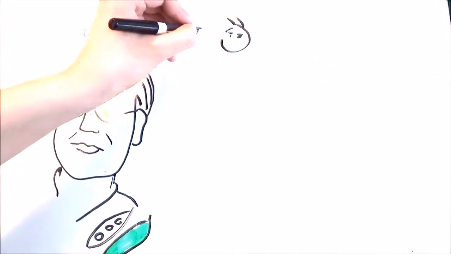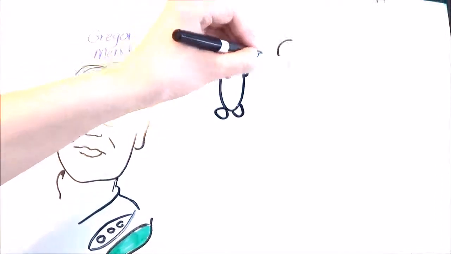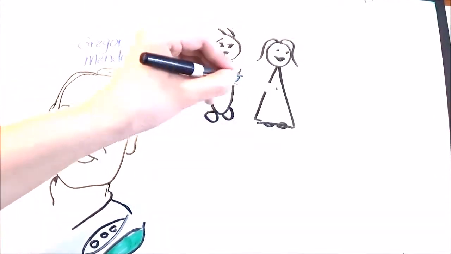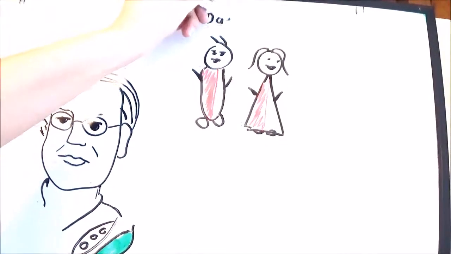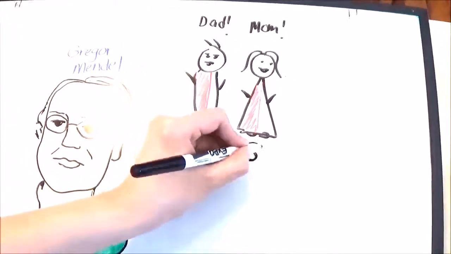Mendel crossed homozygous and heterozygous pea plants and showed how the phenotypic ratios of offspring depend on the genotypes of the parent pea plants. Like peas, the genetic makeup of offspring is dependent on the genetic makeup of the parents.